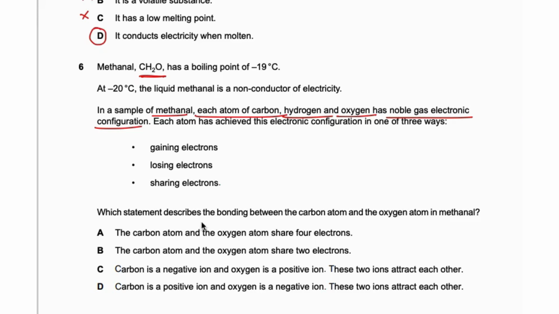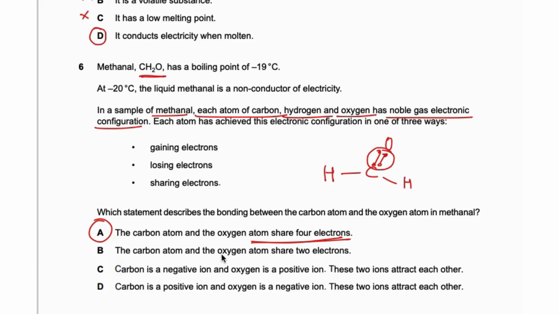Which statement describes the bonding between the carbon atom and oxygen atom in methanol? The carbon atom and oxygen atom share 4 electrons. We can find out how many electrons are shared between carbon and oxygen only when we draw the structure. So the structure of methanol is H C double bond O H. Here a double bond is made between carbon and oxygen, so definitely 4 electrons are shared. So this is the right answer. 6A is the right answer.